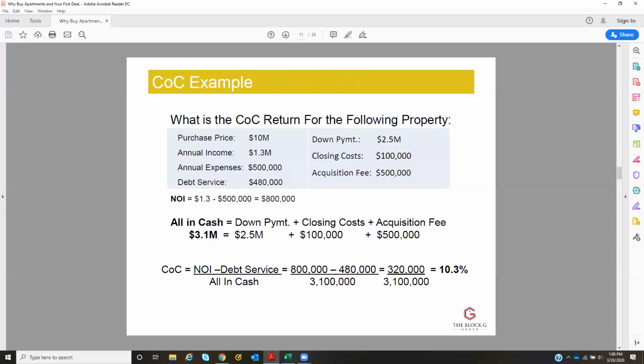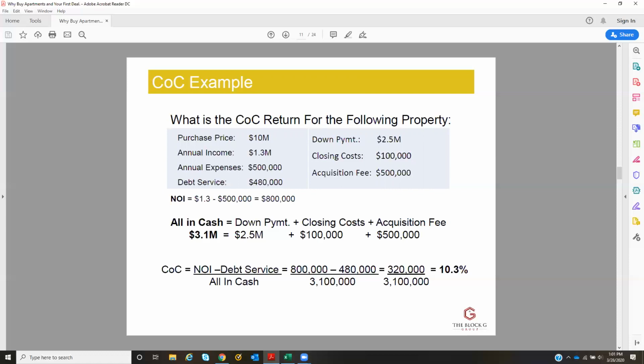And let me give you an example of that. I know there's a lot of stuff on this page, I apologize. It's our same example from before: same net income, same debt service, all in cash. Let's take a look at that one right there. It's $3.1 million. That includes the down payment, our closing costs, and our acquisition fee to our companies or the members who are buying this property.